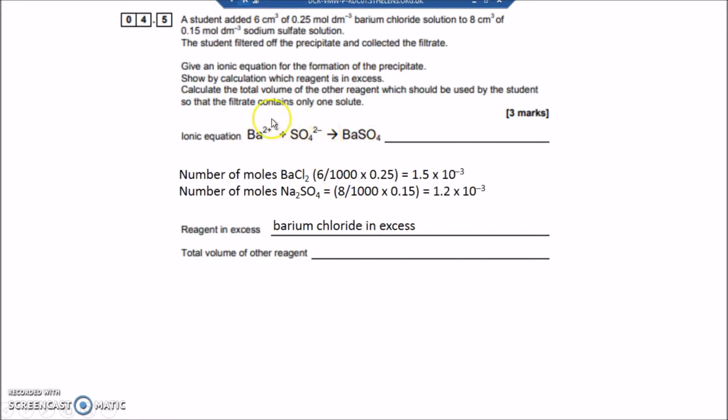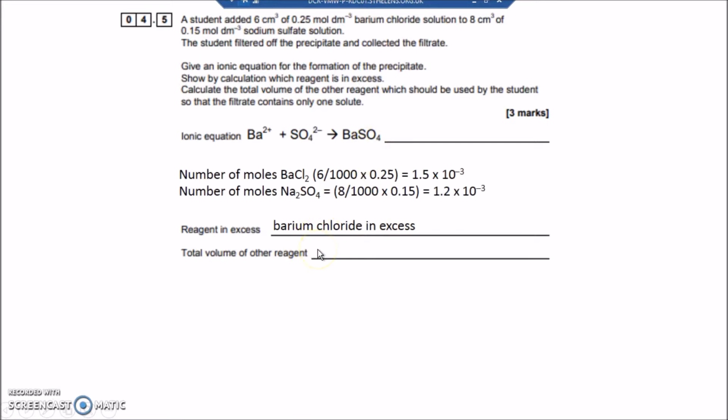Just to go back to the ionic equation of barium and sulfate. Barium is a 2+ ion because it's in group 2, so it loses 2 electrons and becomes 2+. The sulfate ion you need to learn is SO4 2-. When the two come together, the 2+ and the 2- cancel each other out, and so it's BaSO4.